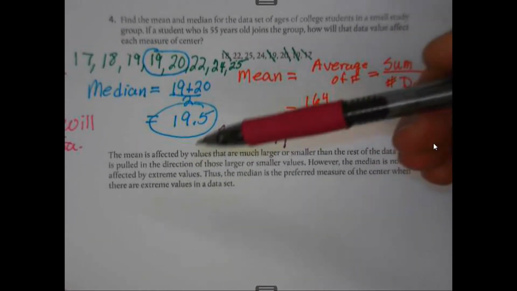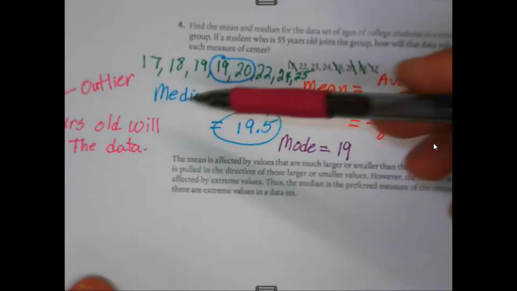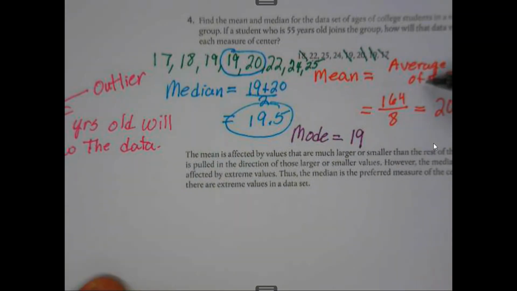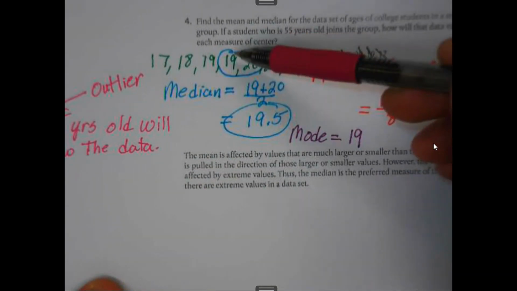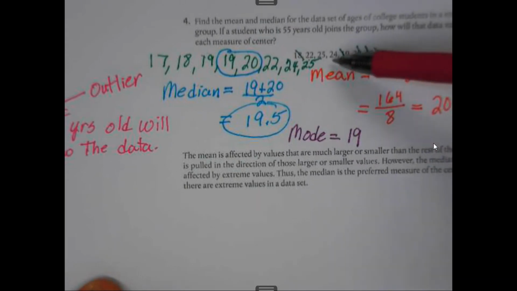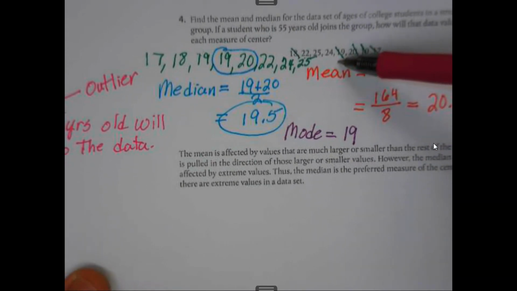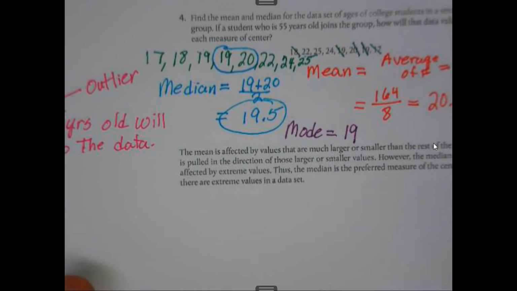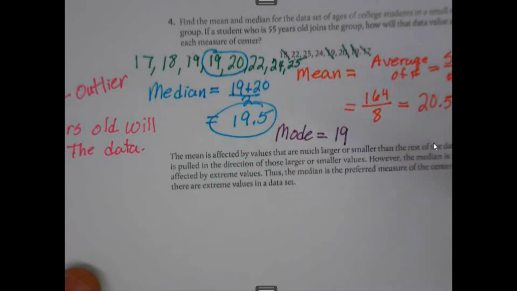In other words, that 55 years old will affect the mean because the mean is the average of all the numbers, whereas the median is the middle. So you can have a value out here of a million, and your median is still going to be really close to 19.5. In fact, it'll be 20.